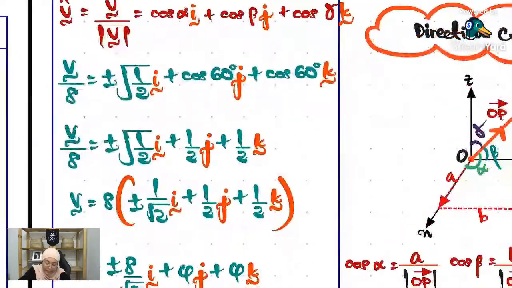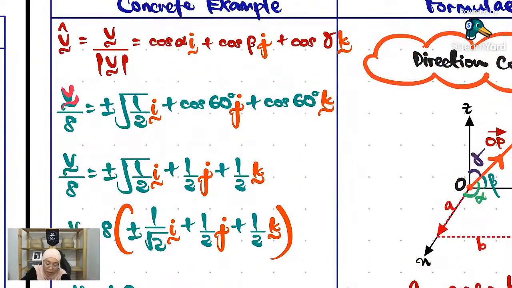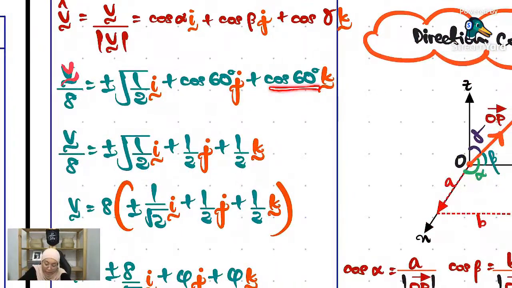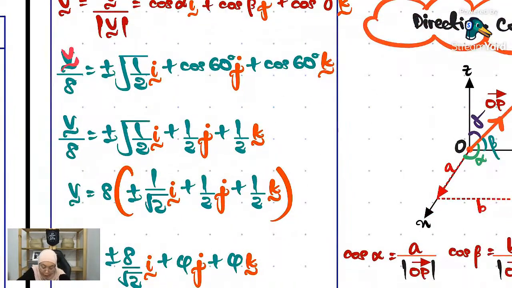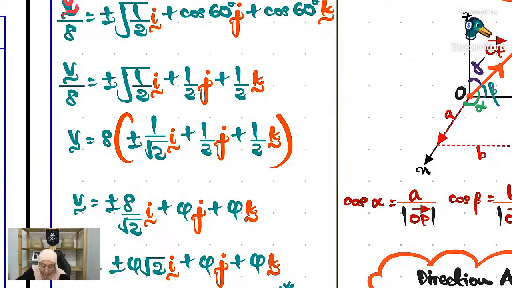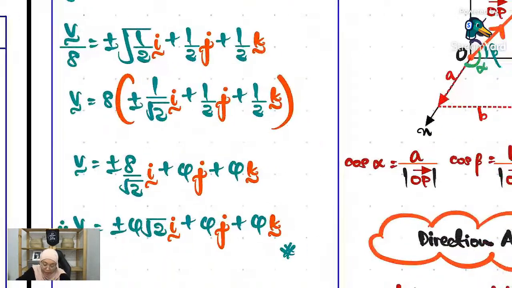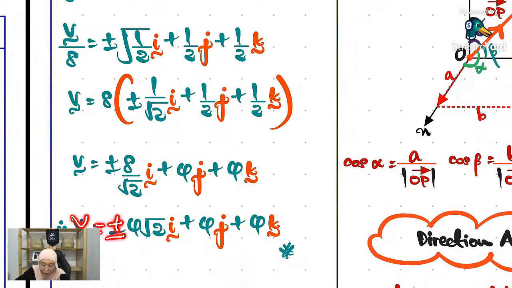So basically, you just insert cos alpha, cos beta. For cos alpha here, I put in both values, which is fine because we do have two answers for alpha. Then cos beta and cos gamma, sub it in. Then I make V the subject. I cross multiply, 8 times everything in the vector here, and multiply 8 inside. Then I got V vector equals plus or minus 4 square root 2 i vector plus 4j vector plus 4k vector. That's it.